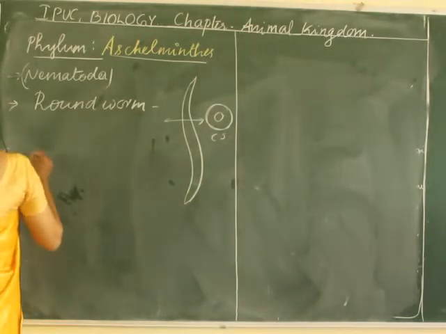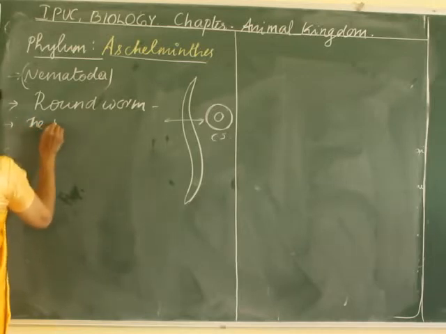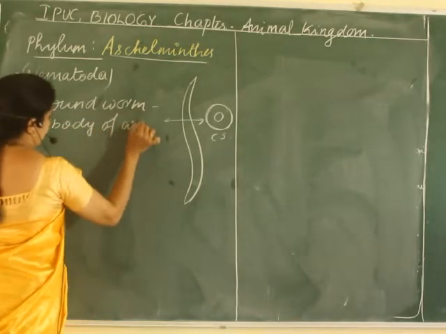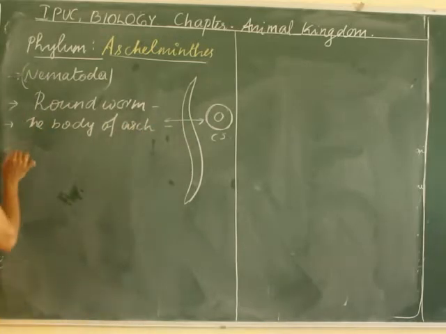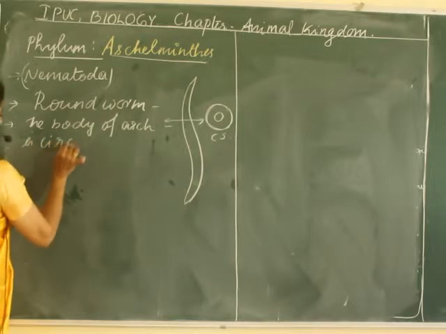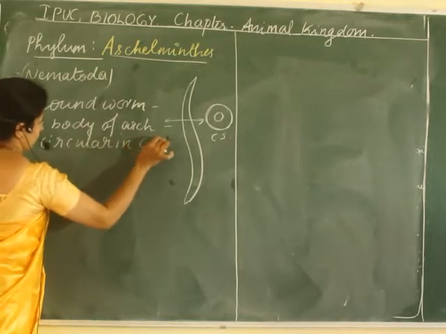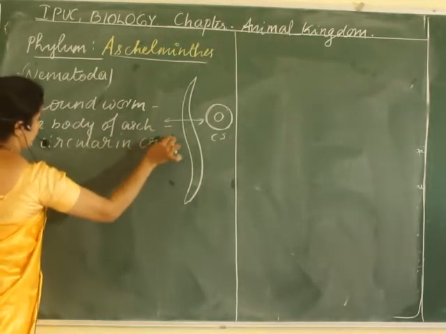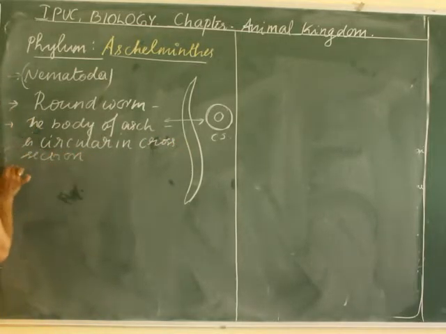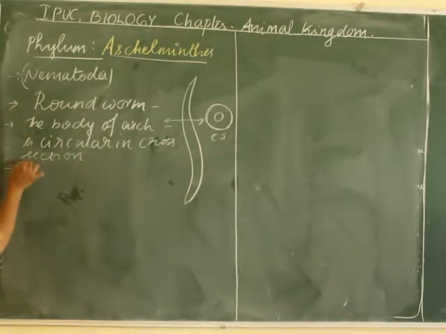Why is it a roundworm? The reason is the body of Aschelminthes is circular in cross section without any lateral appendages. Cross section, CS, in short you can write it as CS. So it is known as the roundworm. Now let us understand about their habitat.